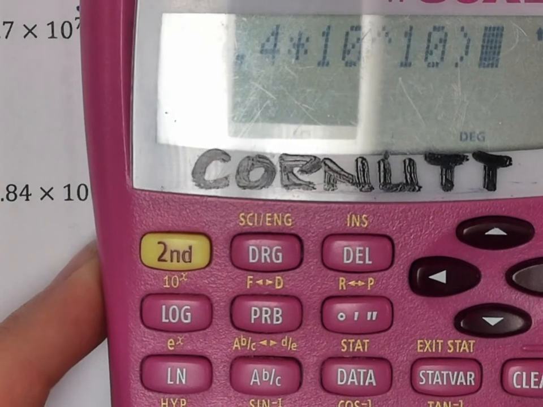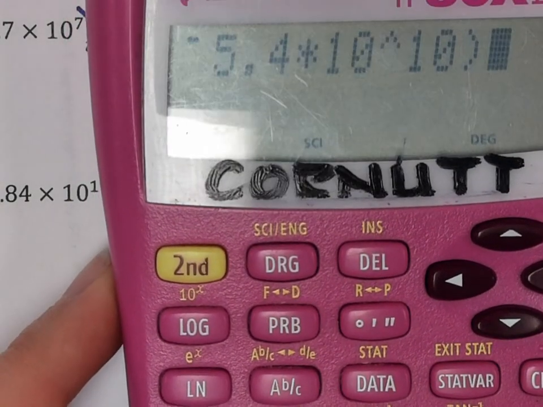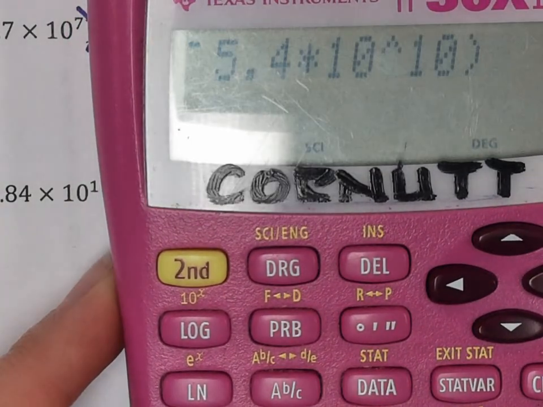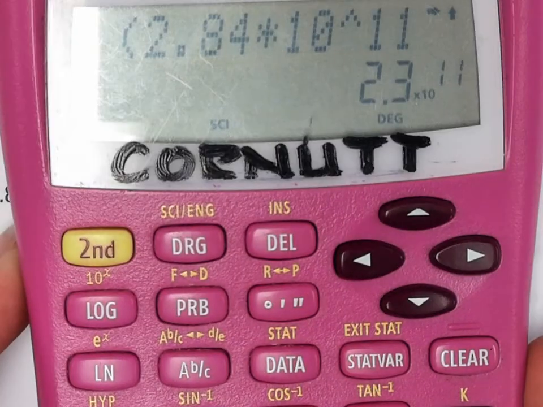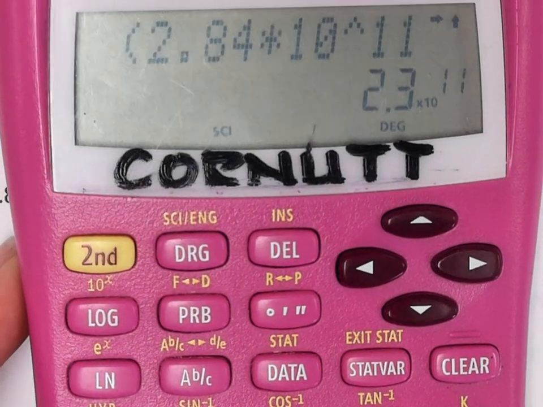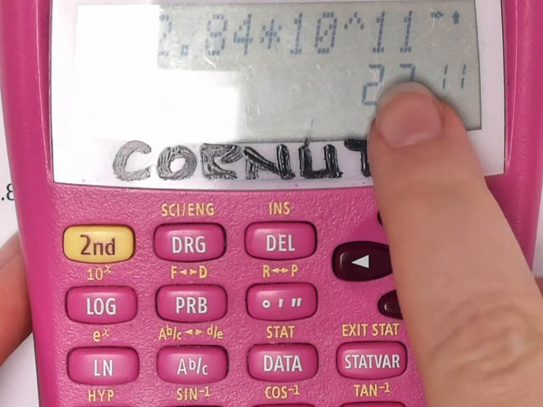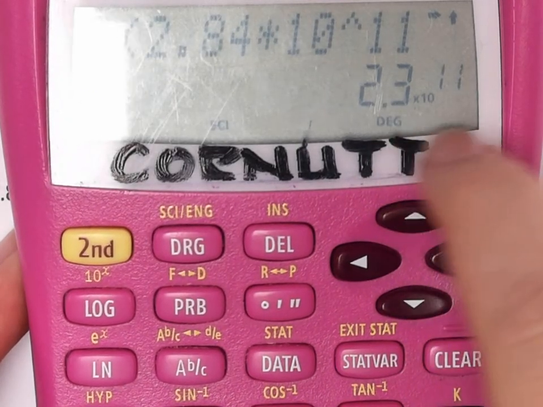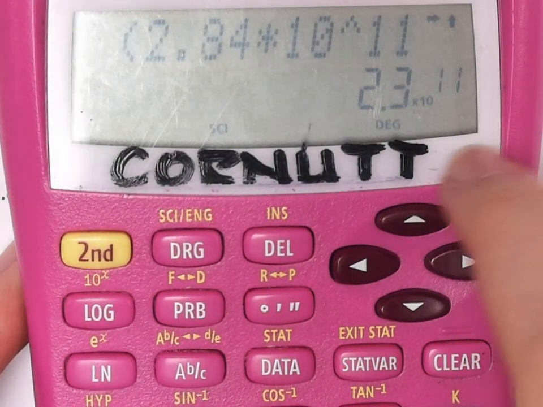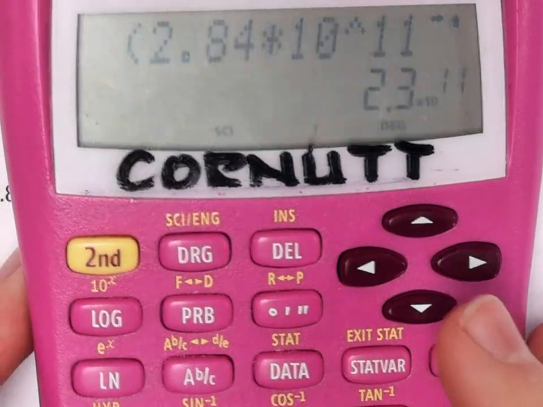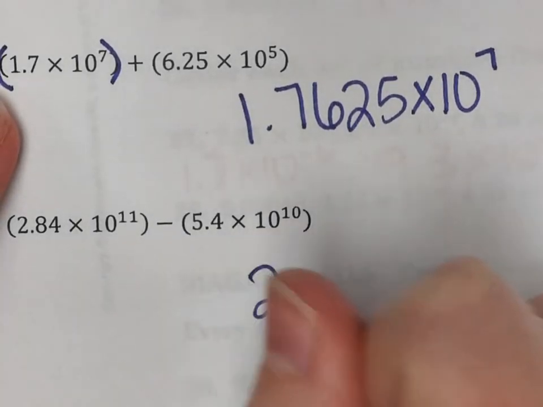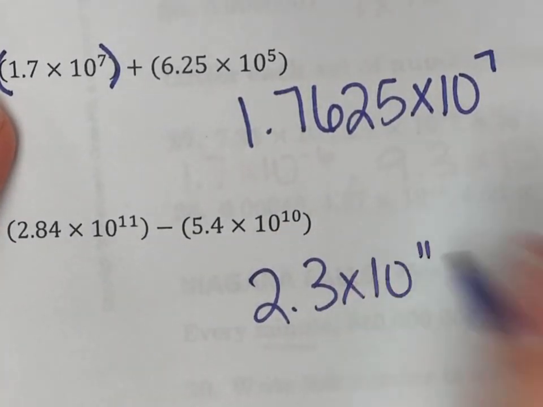I left out my parentheses, and I can admit that I left out my parentheses. Okay? So, 2.3 times 10 to the 11th power. Are y'all understanding how I'm reading this right here? Okay, yes, sir. 2.3 times 10 to the 11th power.